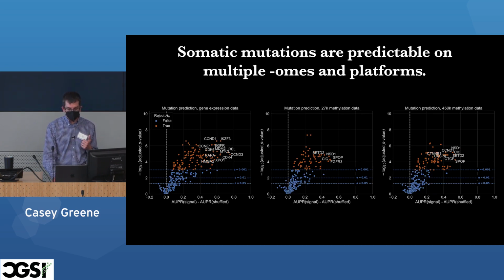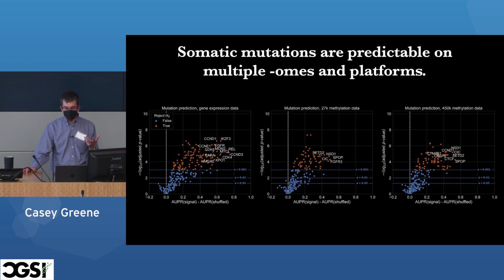And so the next thing we wanted to ask is, OK, what data types give you the best prediction quality? And so this is showing gene expression data. So this is the RNA-seq expression data out of TCGA's Pan-Cancer Atlas. This is 27K methylation data, 450K methylation data.